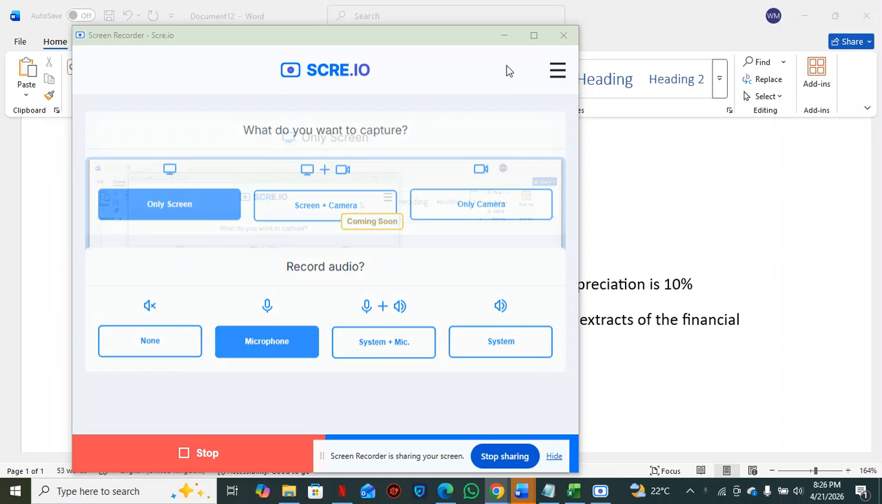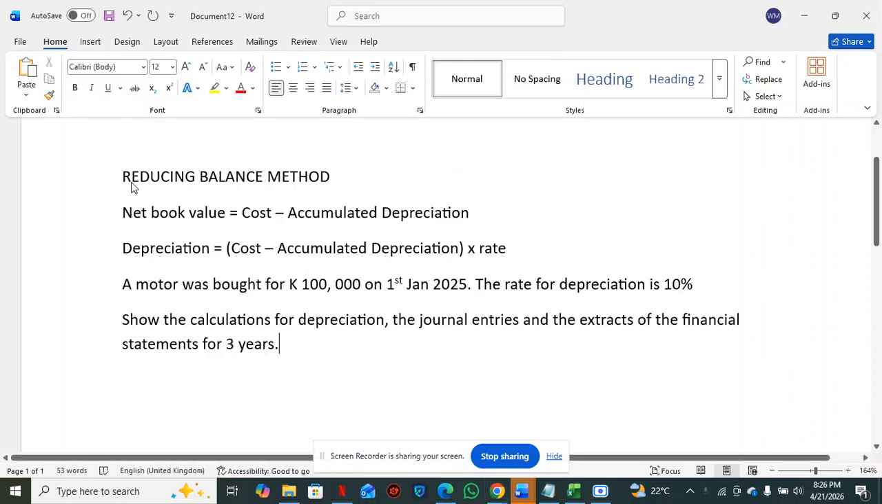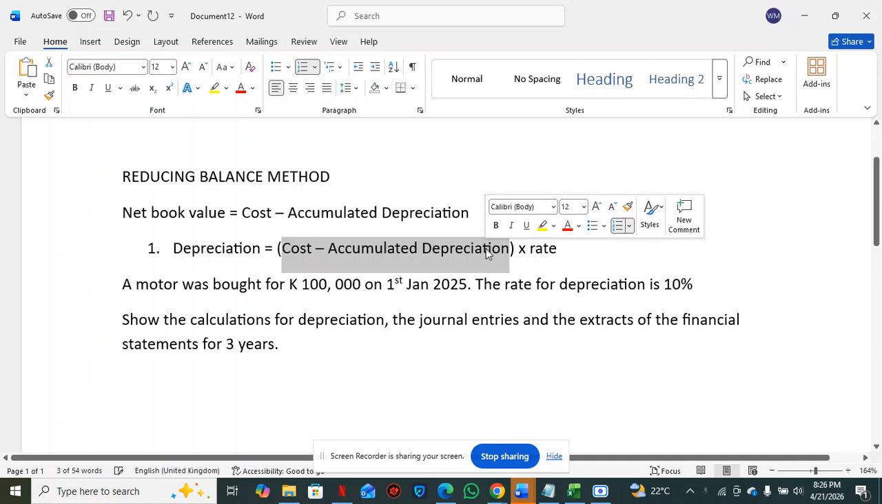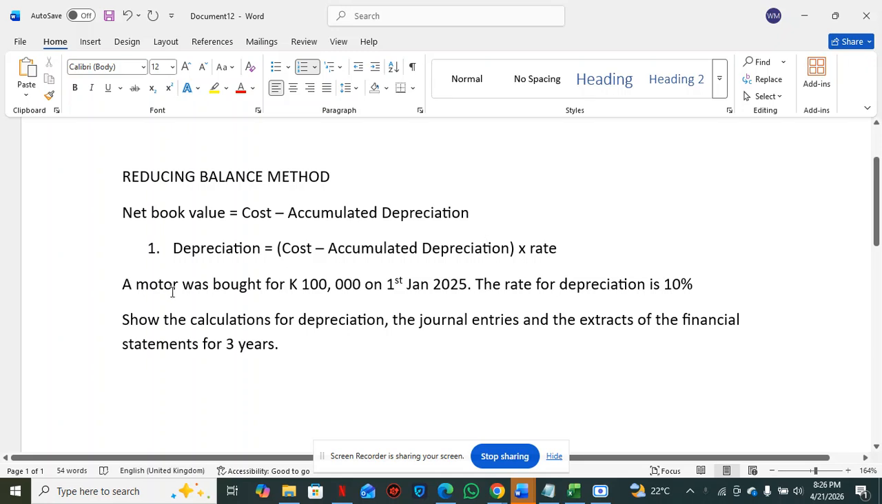All right, so we're looking at the reducing balance method for depreciation. This is the formula here. Depreciation equals cost minus accumulated depreciation. This tabulation in the brackets here is the net book value. Net book value is just how much the asset is worth at that time period. All right, so we've got a question here.